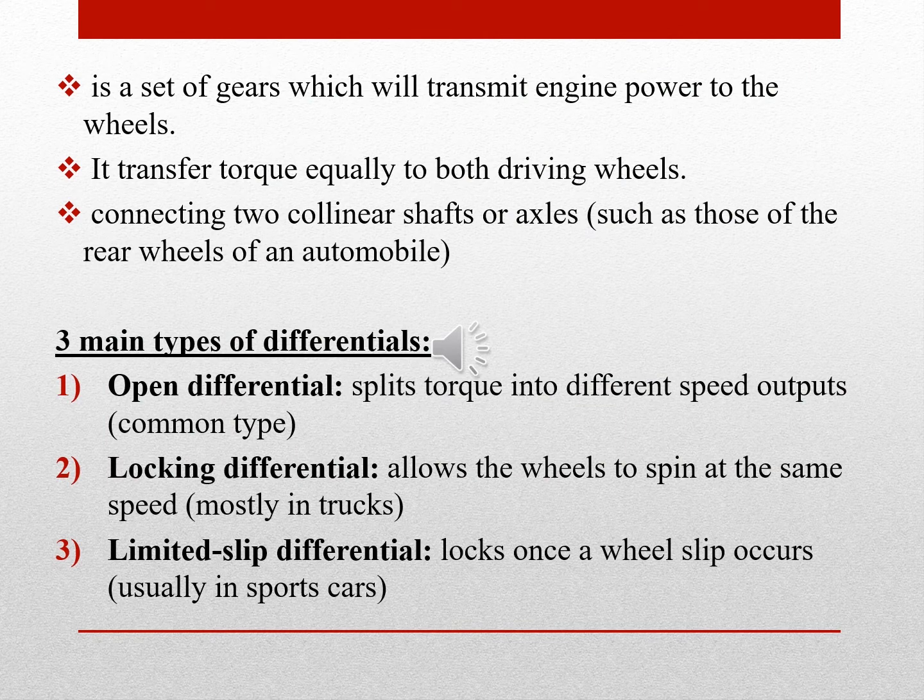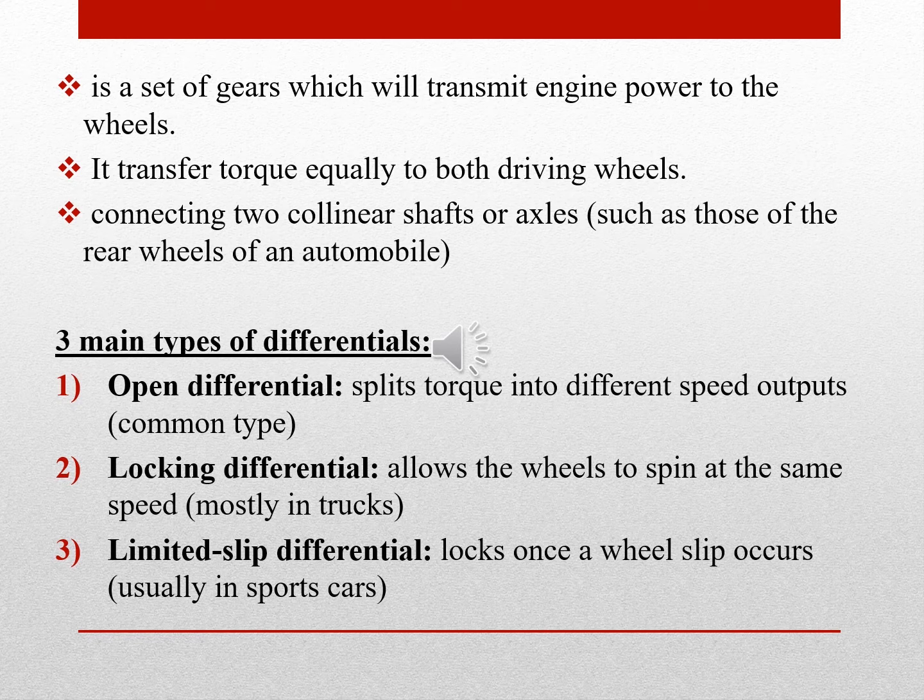For the definition of differential, a differential is a set of gears which will transmit engine power to the wheels. It transfers torque equally to both driving wheels, connecting two collinear shafts or axles, such as those of the rear wheels of an automobile. There are three main types of differential. First, open differential. It splits torque into different speed outputs. This is the common type of differential.